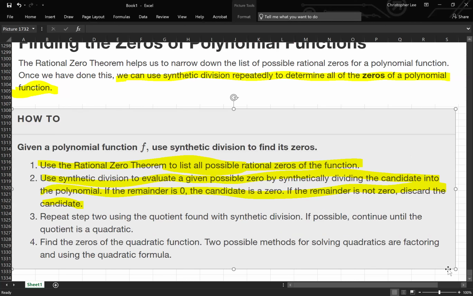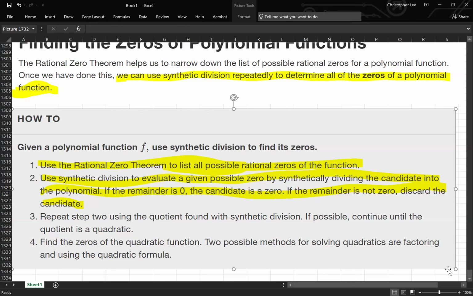So given a polynomial function f, use synthetic division to find its zeros. Step 1 is to use the rational zero theorem to list all the possible rational zeros of the function. That's what we just did. Step 2 is to use synthetic division to evaluate the possible zeros by synthetically dividing the candidate into the polynomial. If the remainder is 0, the candidate is a zero. If the remainder is not 0, discard that candidate and go on to the next one. Repeat step 2 using the quotient found with synthetic division. If possible, continue until the quotient is a quadratic.